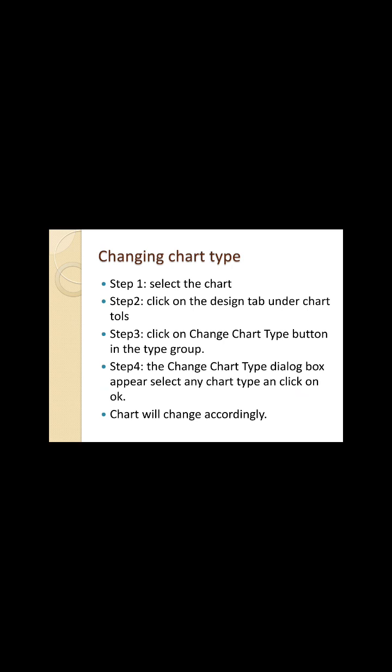Now, first step is select your chart. Second step, click on the design tab under the chart tools. Fine. And third step, click on the change chart type button in the type group. Okay. Now, when you do it, the chart type dialog box will appear again. Select the chart type with which you want to change, and click on OK. So, the chart will change automatically.